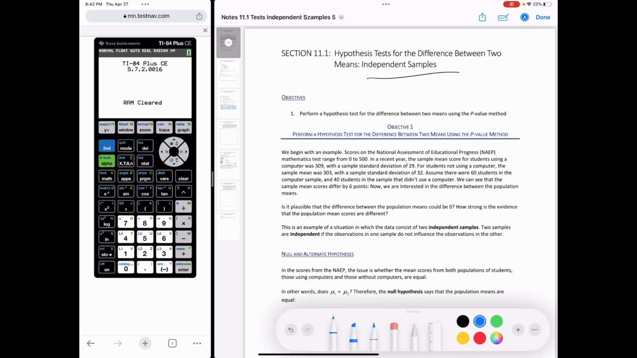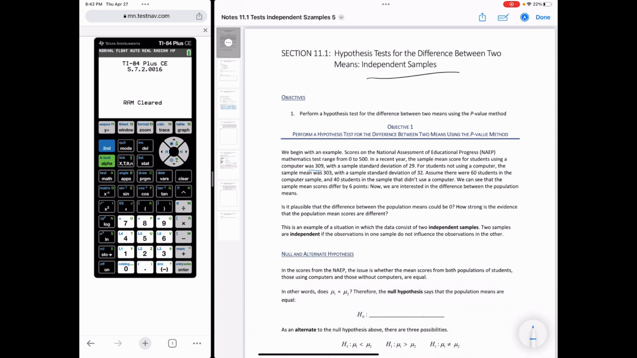Scores on the National Assessment of Educational Progress, NAEP, mathematics tests range from 0 to 500. In a recent year, the sample mean score for students using a computer was 309, with a sample standard deviation of 29. For students not using a computer, the sample mean was 303, with a sample standard deviation of 32. And notice that they're telling you sample standard deviation. You know they do not have to tell you that. Assume there were 60 students in the computer sample and 40 students in the sample that didn't use a computer.